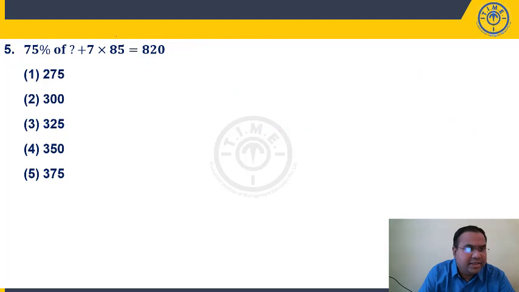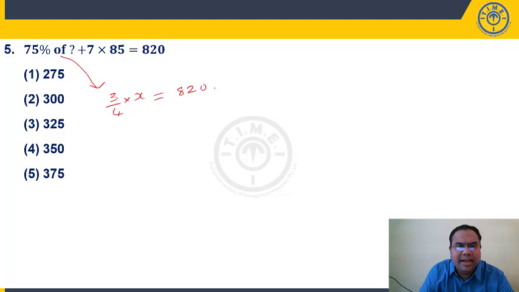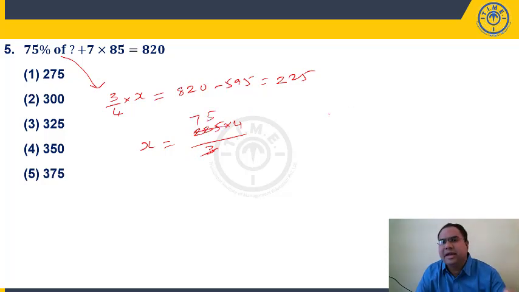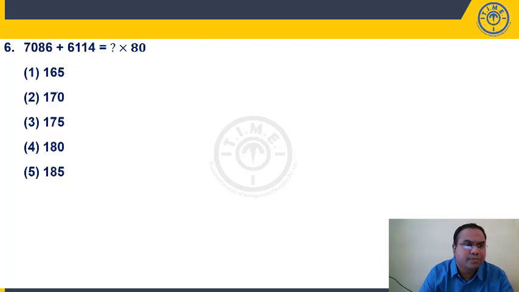Question number 5, students. 75% of x. 75% means 3 by 4 of x. Plus 7 into 85, 560 plus 35 is 595. That is 820 minus 595. So it is 225. So what is x value? 225 into 4 by 3. Right? 3 7s 21, 20, 15, 3 5s 75, 4. 75 double 150, again double 300. It is present in choice 2.